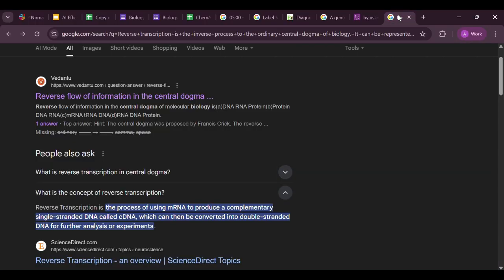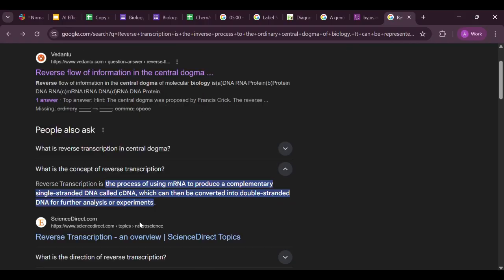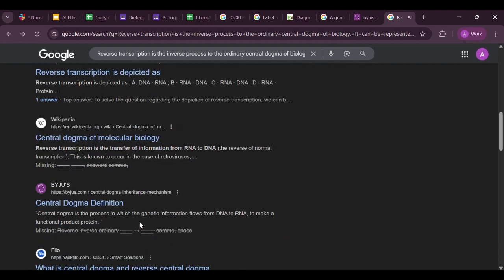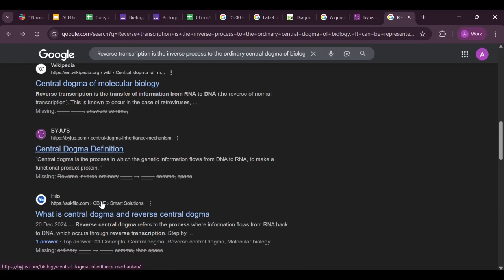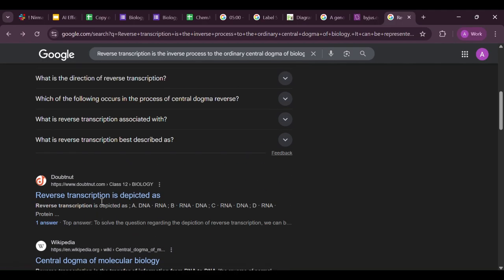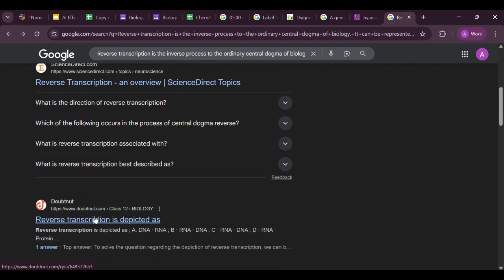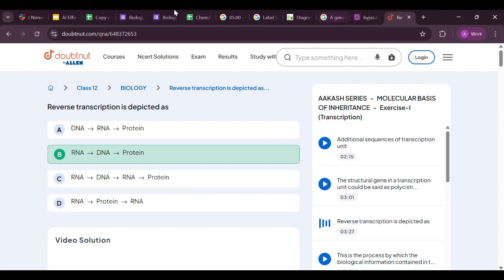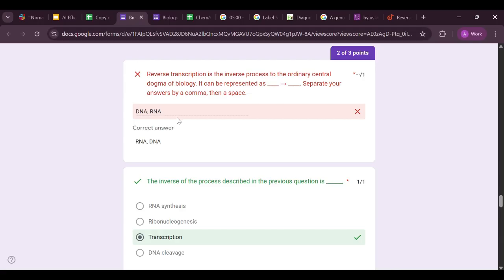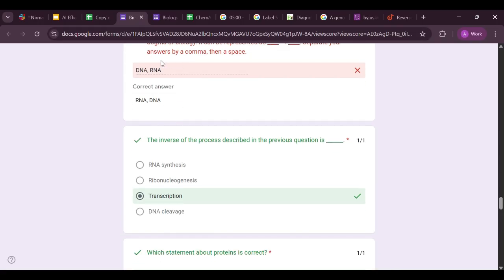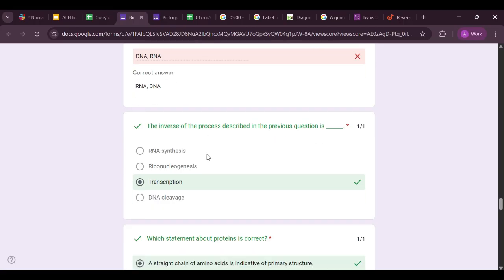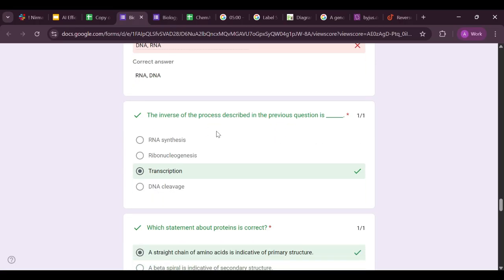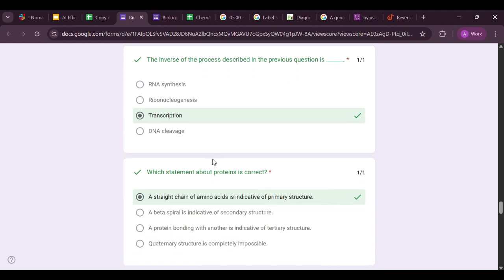As we can see here as well, reverse transcription is RNA to DNA. What I have given is DNA to RNA. So it is wrong in my case and correctly given by Google. The inverse process described in the previous question is actually transcription. It's totally based on common sense.